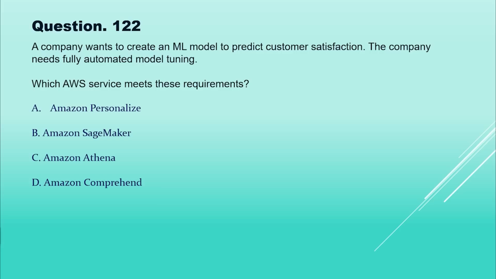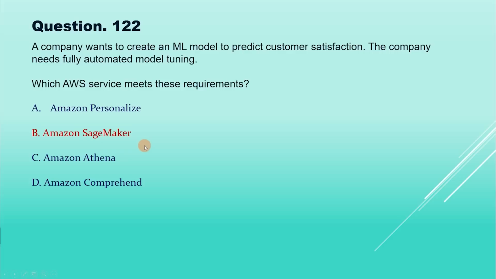And the correct answer here will be option B, Amazon SageMaker, because Amazon SageMaker provides fully automated model tuning capabilities through its hyperparameter optimization features. So Amazon SageMaker, option B, is correct here.